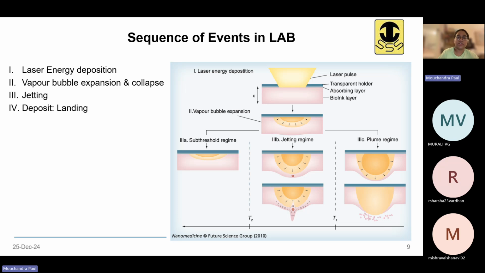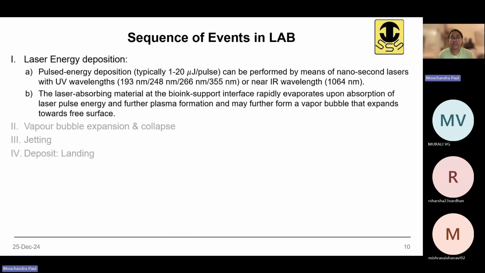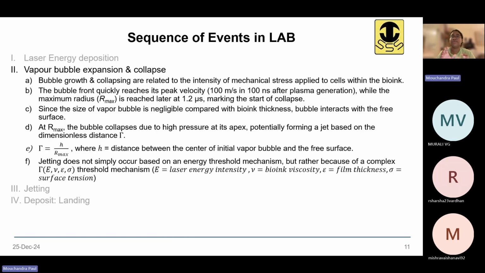Okay, now you understand why this interlayer is important, right? This interlayer is important because it initiates the formation of the droplet for the bioink. The next step is that this vapor bubble should expand and then collapse. How will that happen? People have understood it mathematically as well. All right, so here I have written some points.